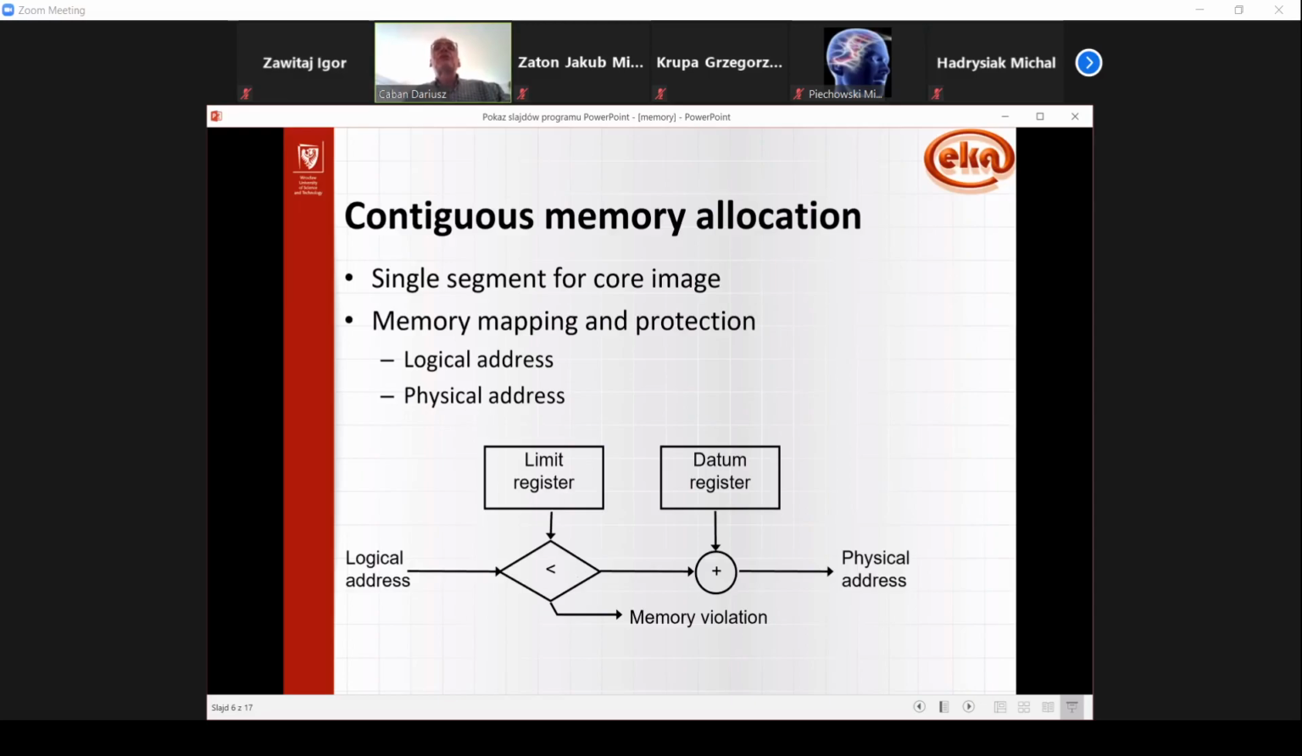And when your program is running using logical addresses, each address, for example when the processor fetches the next instruction to be run, will first be checked whether the logical address is less than the size of memory allocated. If it's not, that means that you are trying to jump outside the memory that you were allocated. That will cause a memory violation error.